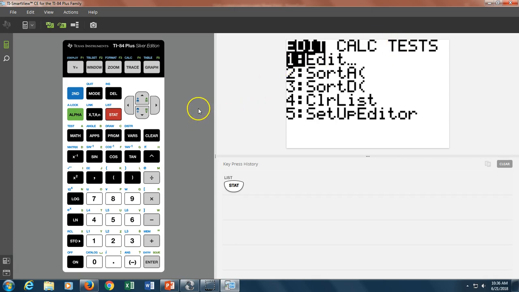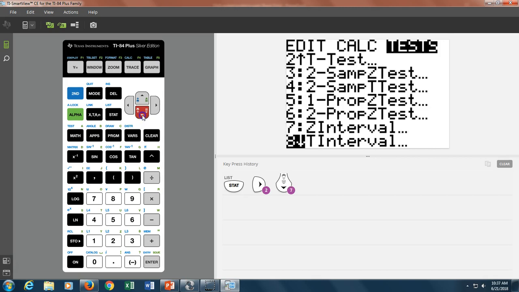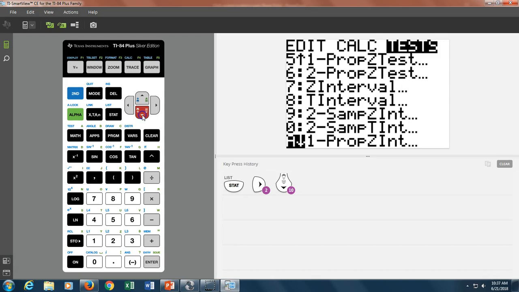So the trick is you have to be real careful that you select a confidence interval rather than a hypothesis test. So let's go over to tests. Okay. Now we want the confidence interval. Notice that number 7, we see our first mention of an interval. Let me page down a little bit here so you can see a few of these.